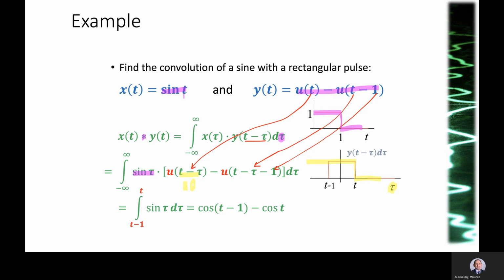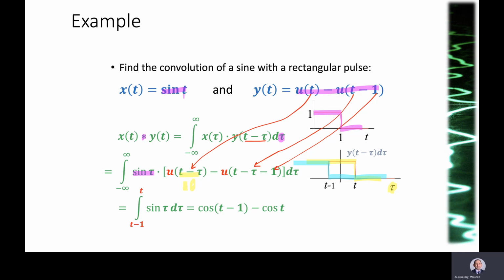That will look like that. At t minus one, that's when the unit step happens, and it's also reversed. So it's the yellow pulse minus the blue pulse. That'll give us the red pulse there.